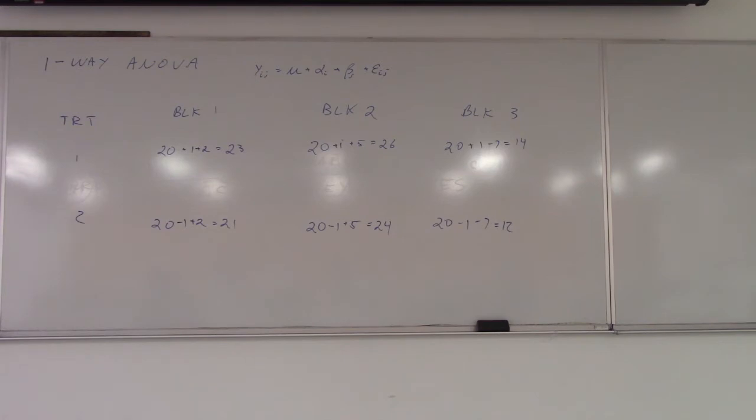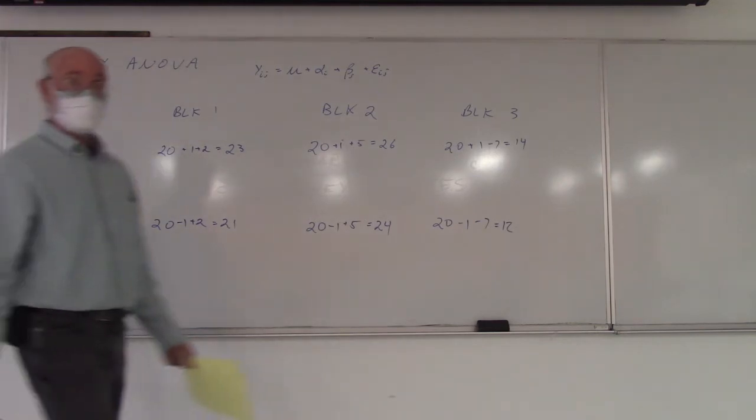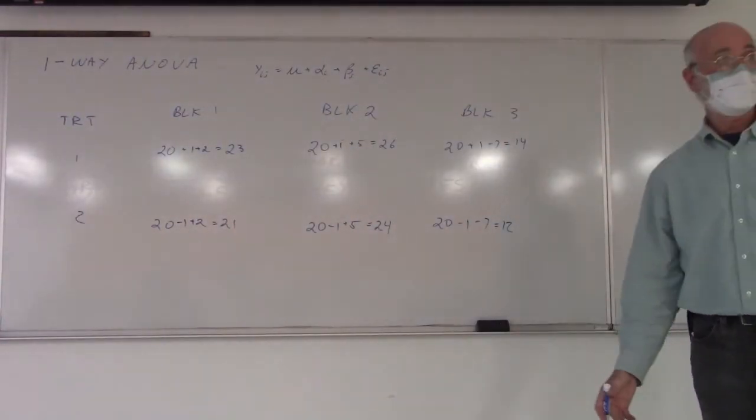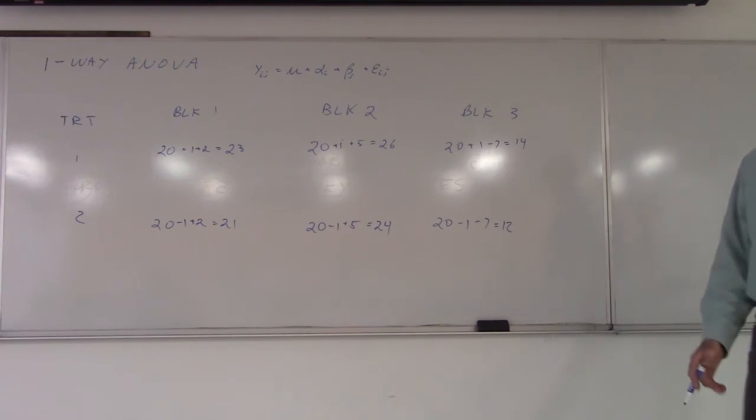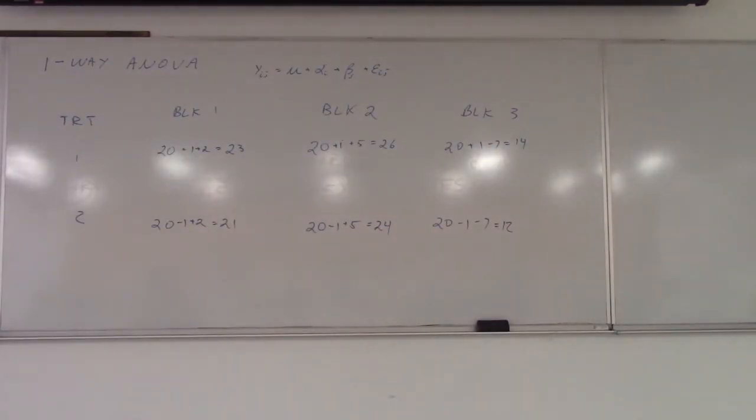All right, now let's do treatment two. Treatment two, block one, I have 21. Treatment two, block two, I have 24. Treatment two, block three, I have 12. The lines do not cross, okay? In other words, I'm good. I have no interaction. So there is no interaction between treatment and block. The block effect, that difference, is essentially the same for both treatments. Okay? Good.